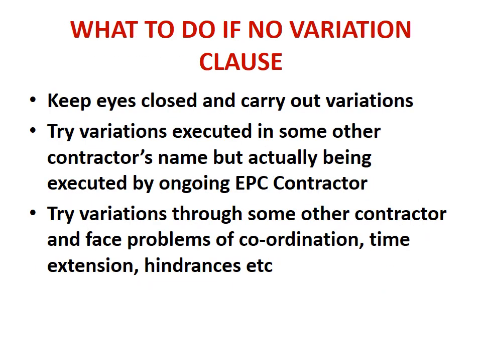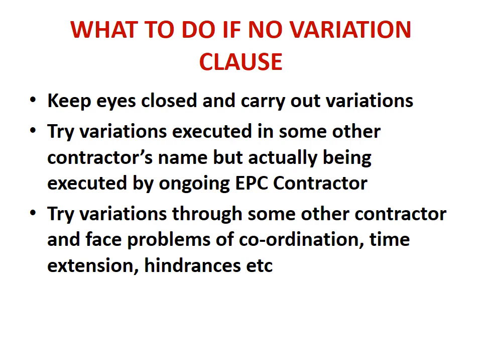Then what to do if no variation clause is available there? One way is that we just keep our eyes closed even if the clause is available, and carry out variations, whatever is required at the site. The second choice is to try variations executed in some other contractor's name, though they are actually being executed by the ongoing EPC contractor, so we pay in the name of some other contractor, though it is being executed by the same EPC contractor.